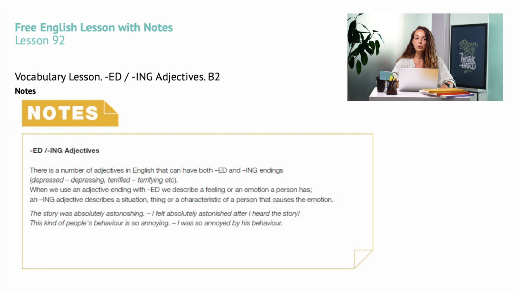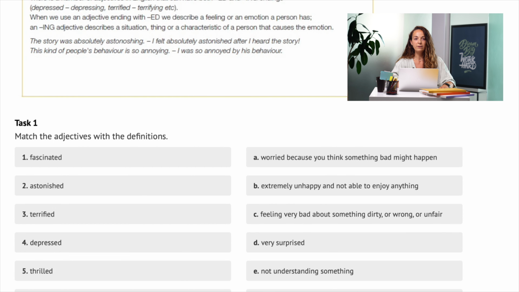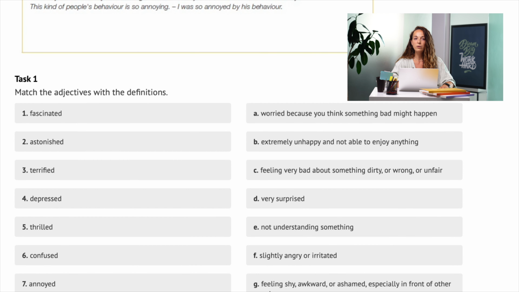Today, we're going to talk about adjectives that derive from verbs and how they are formed. Our lesson will consist of a short grammar explanation with examples and three interactive tasks. One task with new vocabulary and two tasks that will help you practice the new words.